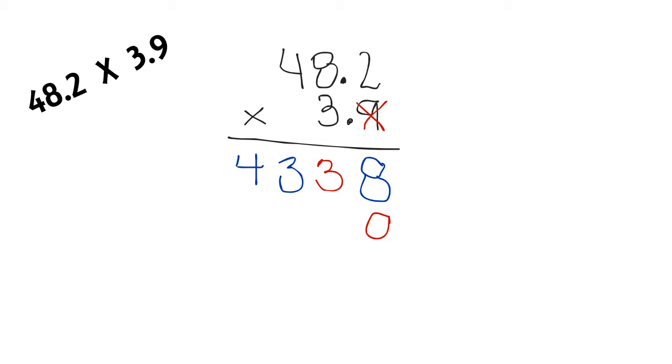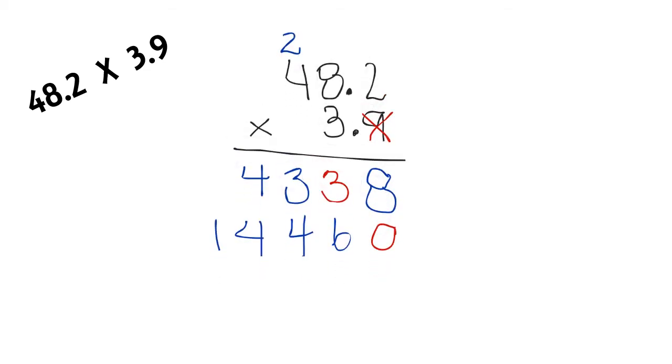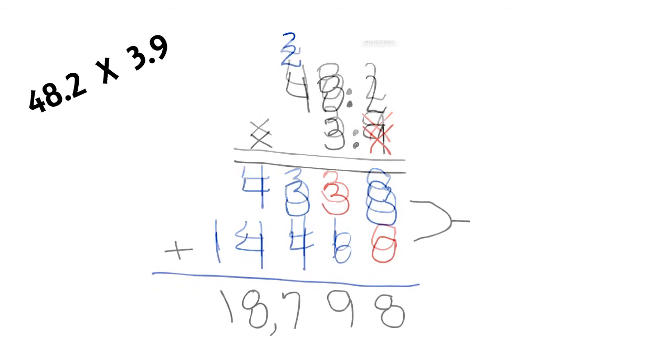We want to wipe away the stuff at the top so our regrouping does not get mixed in with our next step. Now we want to take 3 through each of those numbers. It would look something like this. Now we want to add our 2 partial products.